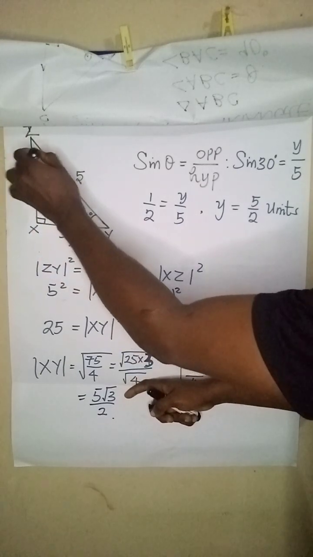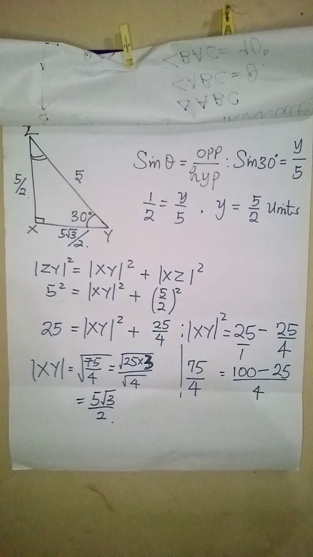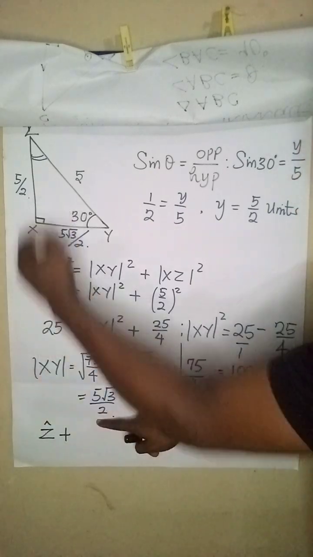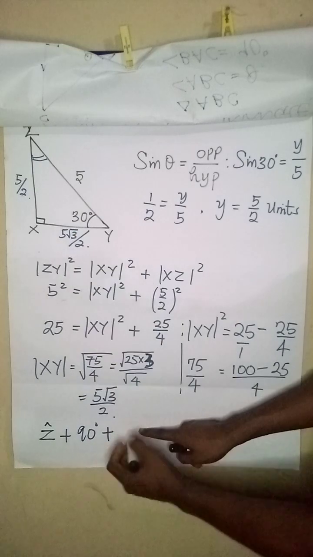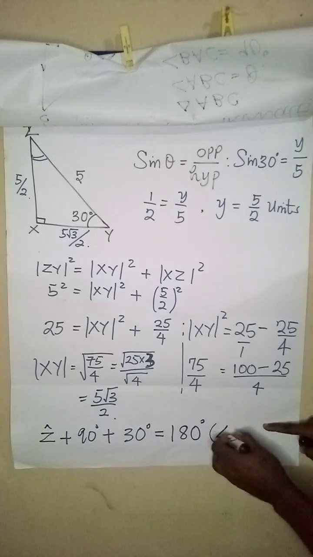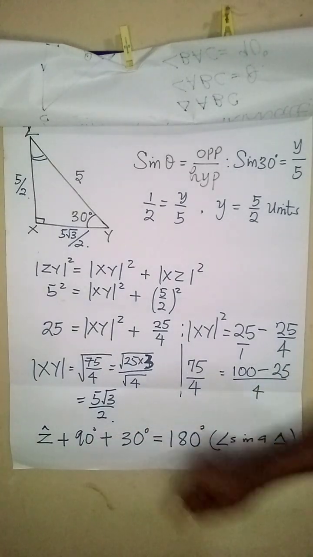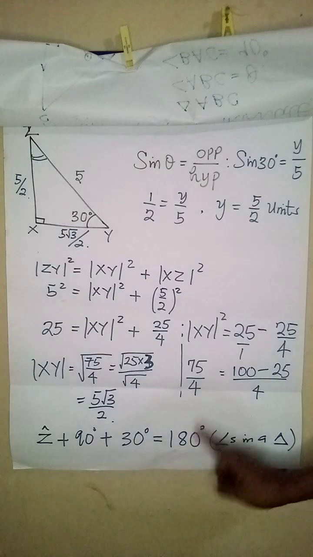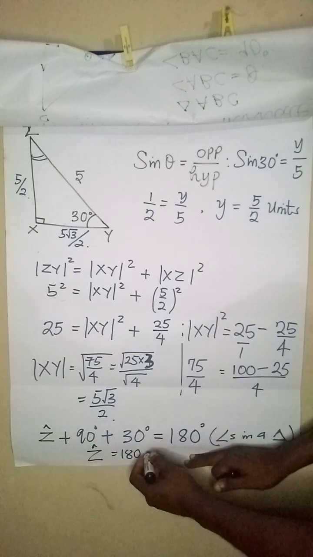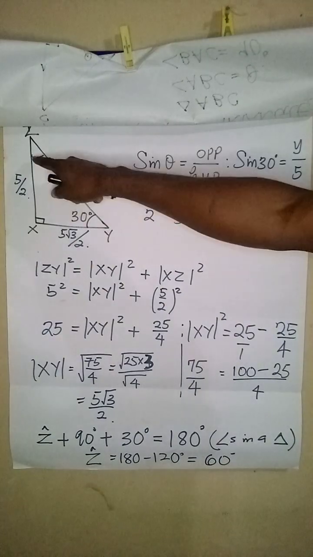So finally, what we want to look for here is that angle Z. And how do we get the angle Z? We should just know that the sum of angles in any triangle is 180 degrees. So it's obvious that this angle Z plus this angle 90 degrees plus this angle 30 degrees will give me 180 degrees. That is angles in a triangle. 90 plus 30 gives us 120, and 180 minus 120 is simply 60 degrees. So we have this angle to be 60 degrees.